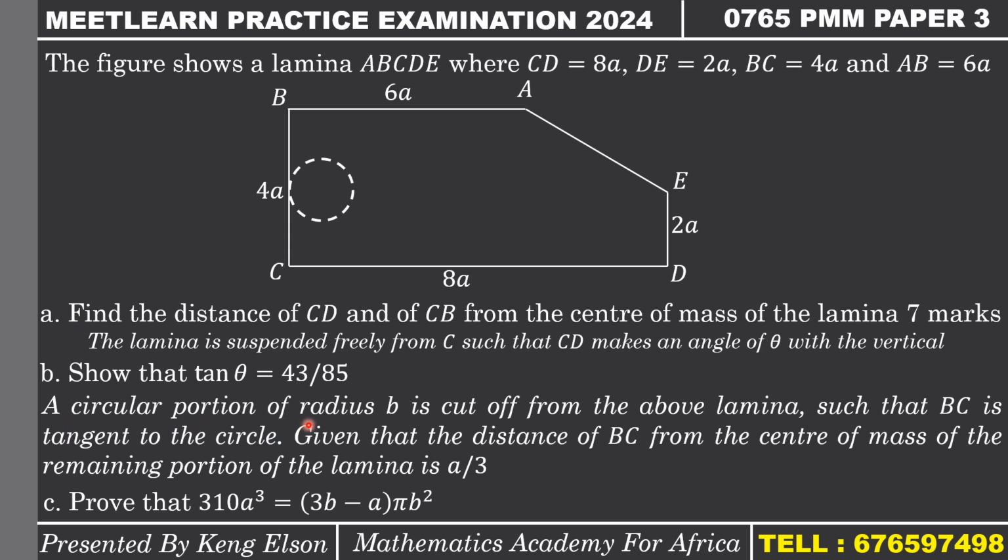(c) A circular portion of radius b is cut off from the above lamina such that BC is tangent to the circle. Given that the distance of BC from the center of mass of the remaining portion of the lamina is a divided by 3, prove that 310a cubed equals (3b minus a) times pi b squared.